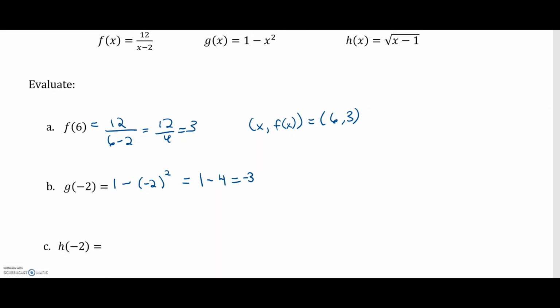With part C, we're evaluating h at negative 2. So h of x is equal to the square root, and we substitute a negative 2 for x, and we end up getting the square root of negative 3, which is undefined. You can't take the square root of a negative number, therefore our function h is not defined at x equals negative 2.